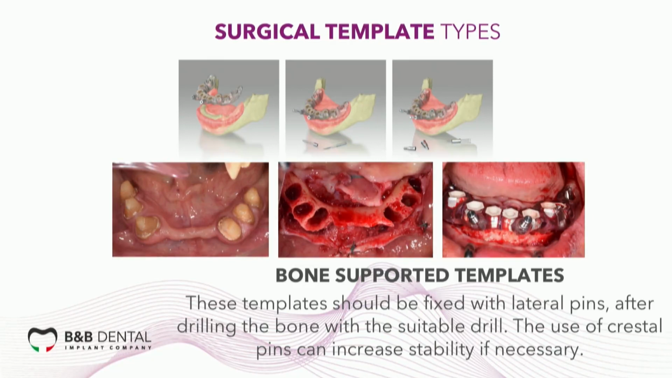Last type is bone supported, and in this case you can put the surgical template directly on the bone. The stability is good because the contact with the bone is very hard, so you don't have a problem in this case. You have to use lateral pins and, in addition, if you want, crystal pins. Obviously, the lateral pin has a proper sleeve and a proper pin.